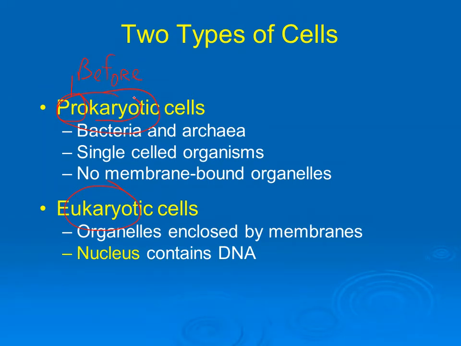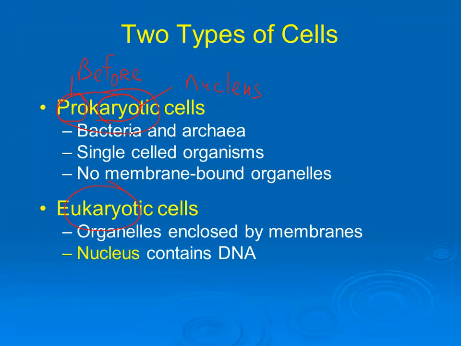The ending here, "-kary," refers to nucleus. And so what this technical word is telling us is that these cells developed before the formation of a nucleus. In other words, they do not have a true nucleus. Right?